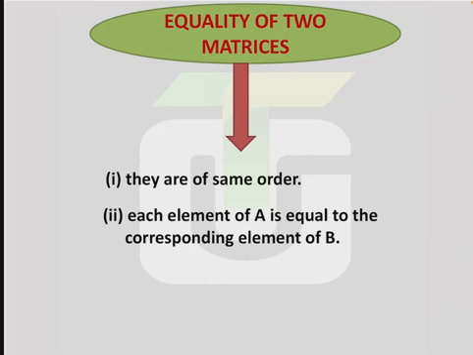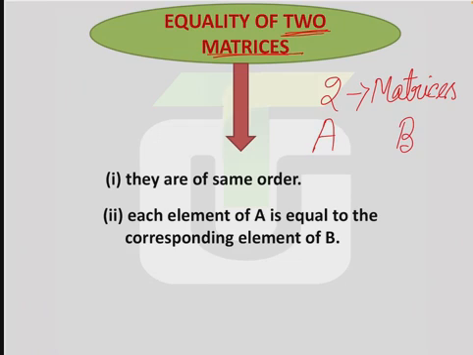Okay, so what is the equality of two matrices? Okay, so here heading is what? Two matrices, right? That means there should be two matrices. Okay, there should be two matrices. So suppose we have A and B matrices, right? This is a matrix and this is a matrix, right?